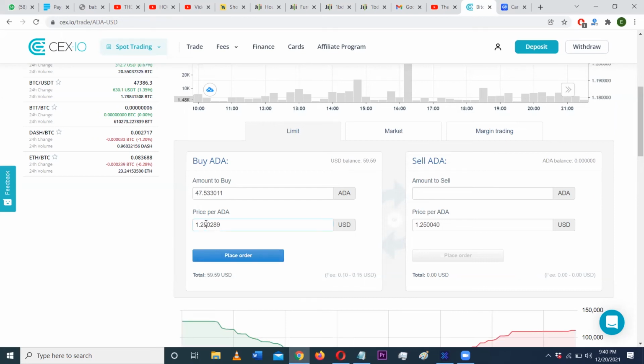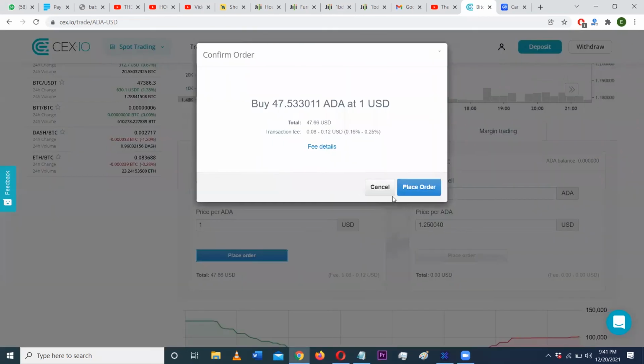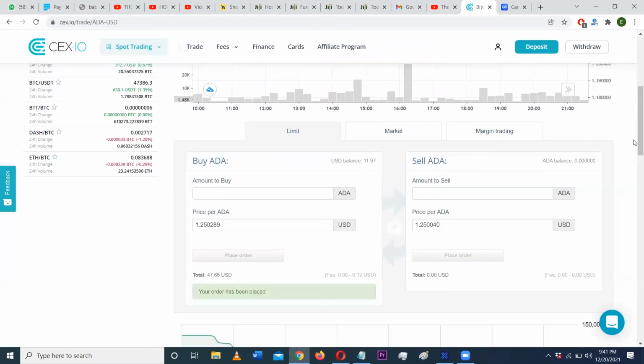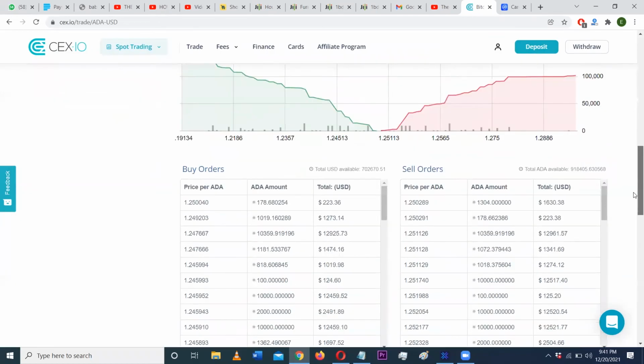Okay, I don't want to buy Cardano at 1.25. It's too high. I want to buy Cardano at $1, 1 USD. If you place the order, it wouldn't execute instantly because the price of Cardano is not $1. So I've placed an order. Are you sure? Yes, I'm sure. Place order. Your order has been placed. It has not been executed though.